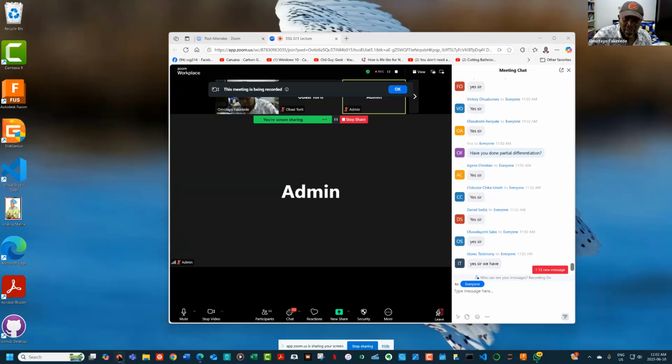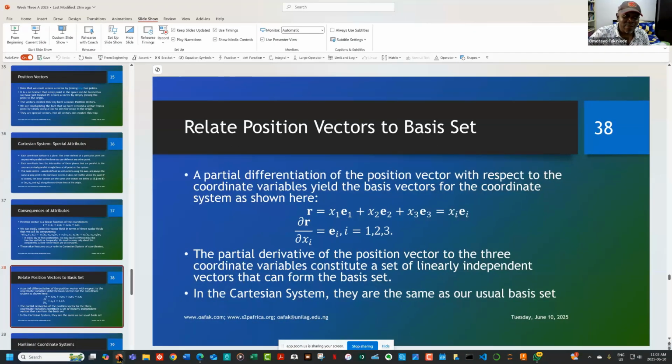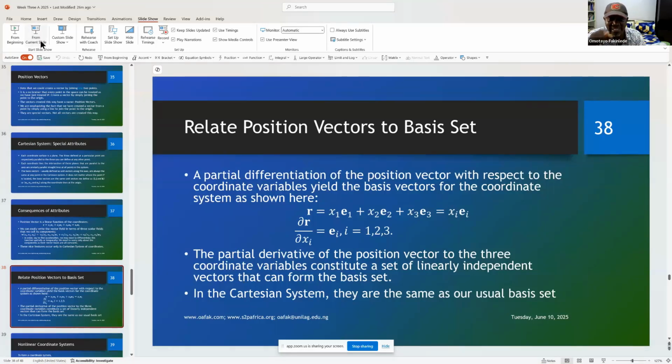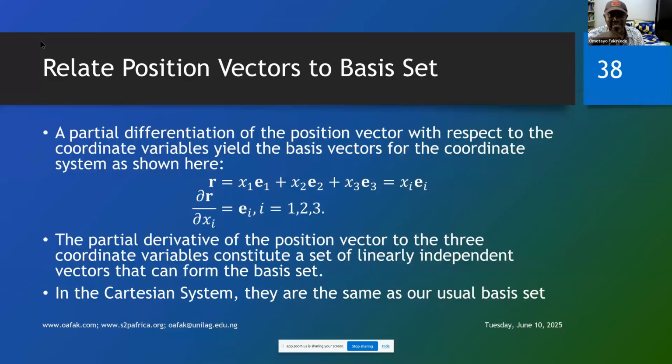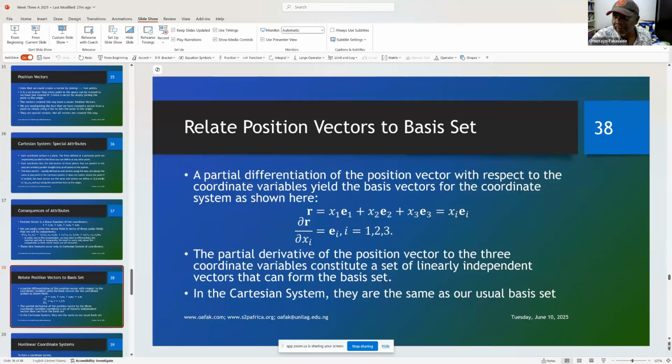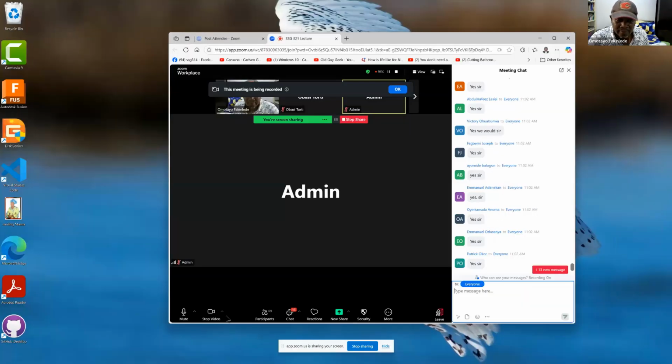Okay. So do you agree that if we differentiate this equation partially with respect to x1, we will get E1. If you differentiate the equation partially with respect to x2, we will get E2. If you differentiate partially with respect to x3, we'll get E3. So if we differentiate partially with respect to xi, we're going to get Ei. Do you agree with that? Okay, you agree that if we do those differentiations, that's what we'll get. Good.